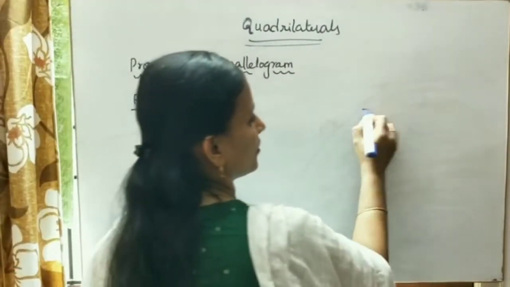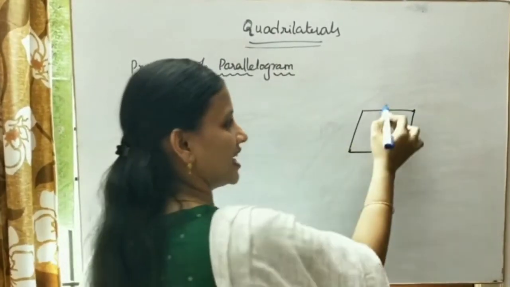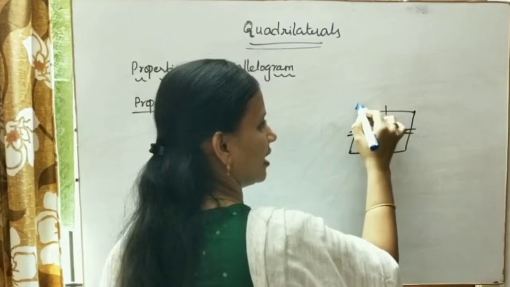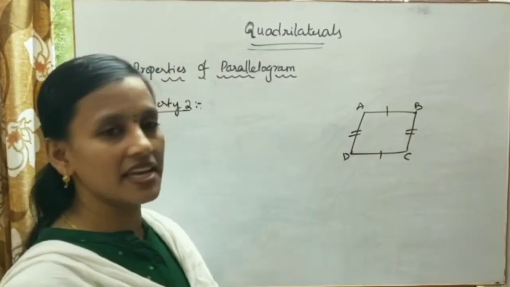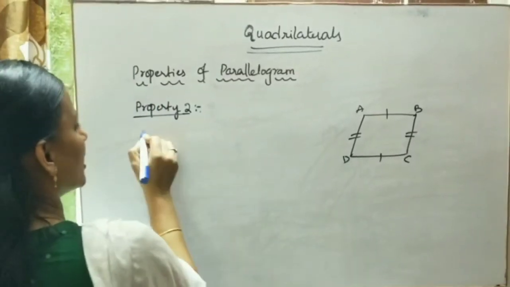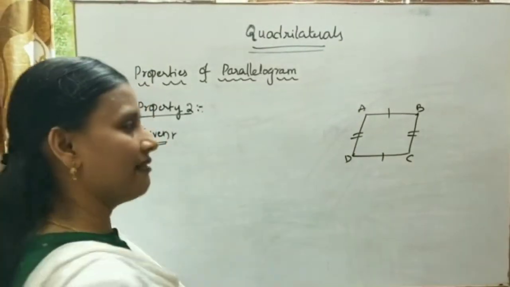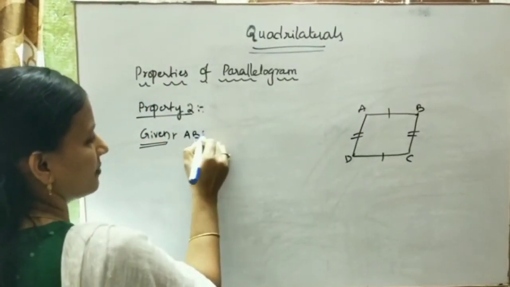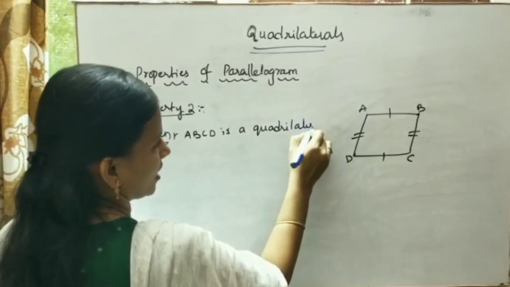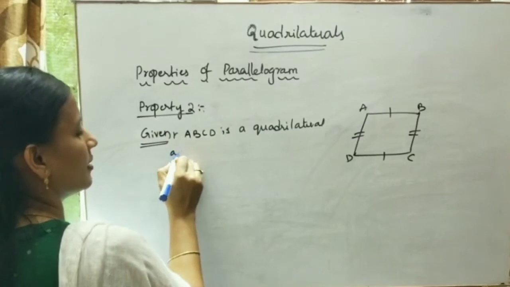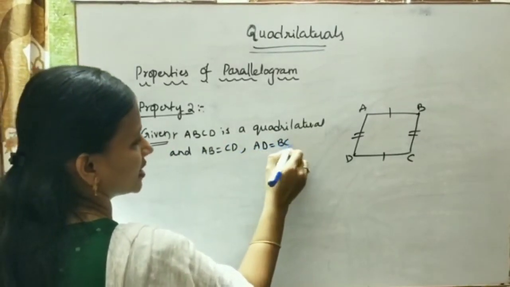Property 2. In a quadrilateral, if each pair of opposite sides are equal, then it is a parallelogram. Okay, so what is given? Given opposite sides are equal. ABCD is a quadrilateral and AB is equal to CD, AD is equal to BC is given.